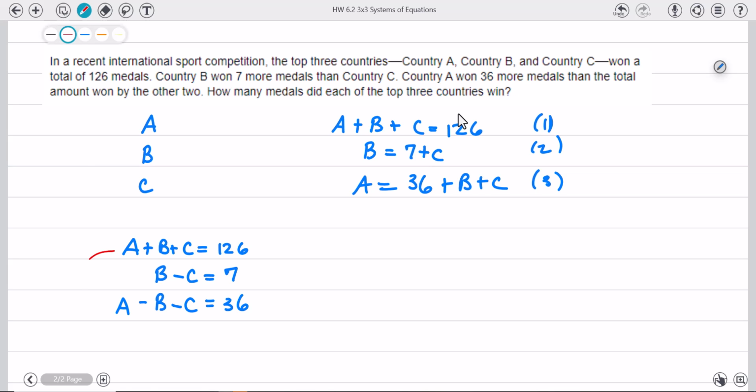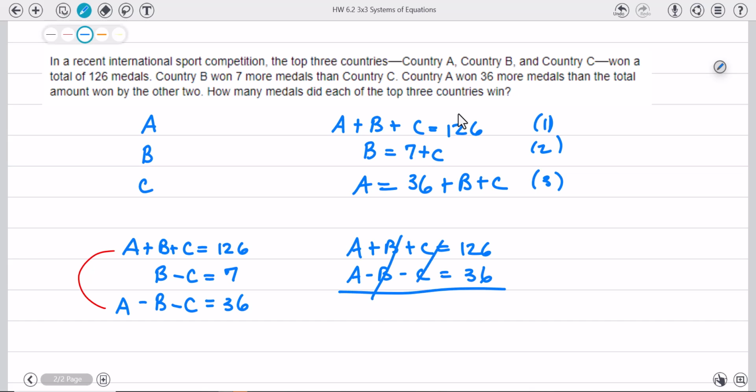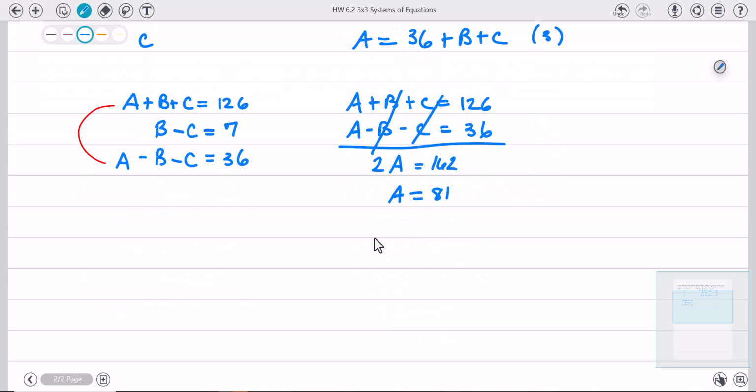Hopefully you notice those 2 nicely, that if the first thing I do is I take the first equation and I add it to the third equation, that so nicely the B and C's cancel and I get 2A equals 162 or A equals 81. And so now I can just kind of pick. Now what I'm going to do is actually pick these 2 equations.